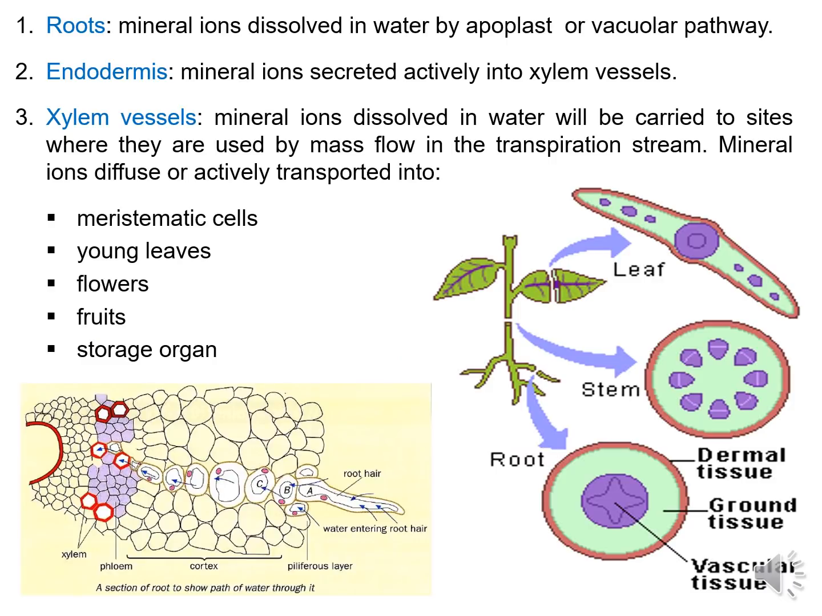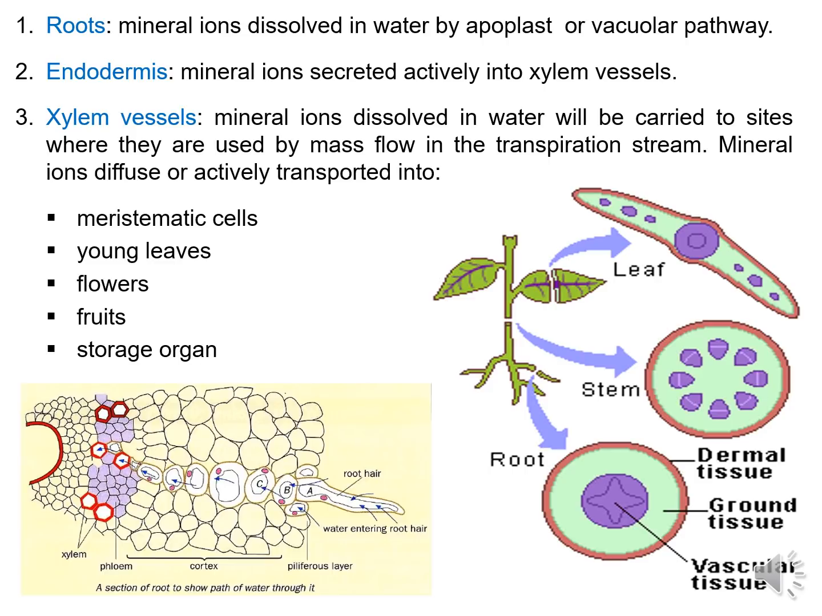In this slide, I'm sharing with you the function of some of the important structures in the plant in order to conduct the process of transpiration. In roots, the mineral ions which dissolve in water will flow into the root by the apoplast or vacuolar pathway. I will explain in detail what the apoplast pathway and vacuolar pathway are and how they are conducted to transport the mineral ions dissolved in water through roots.